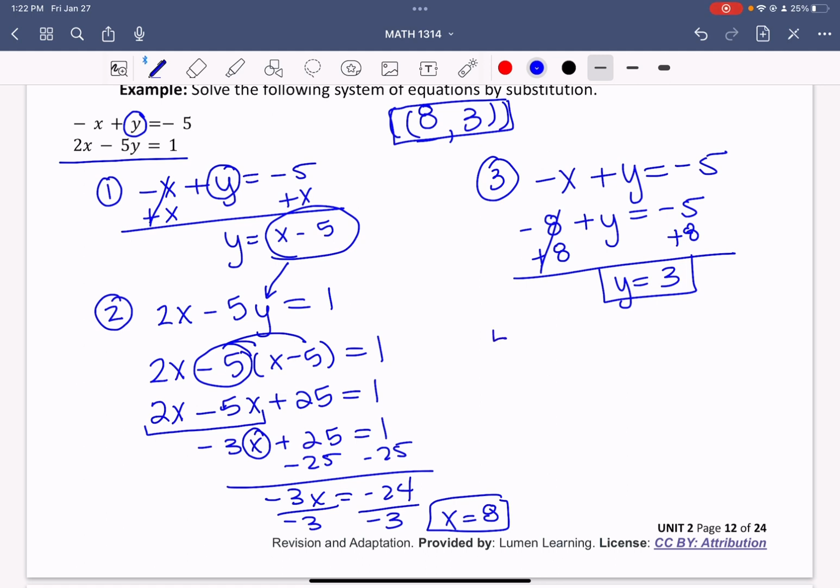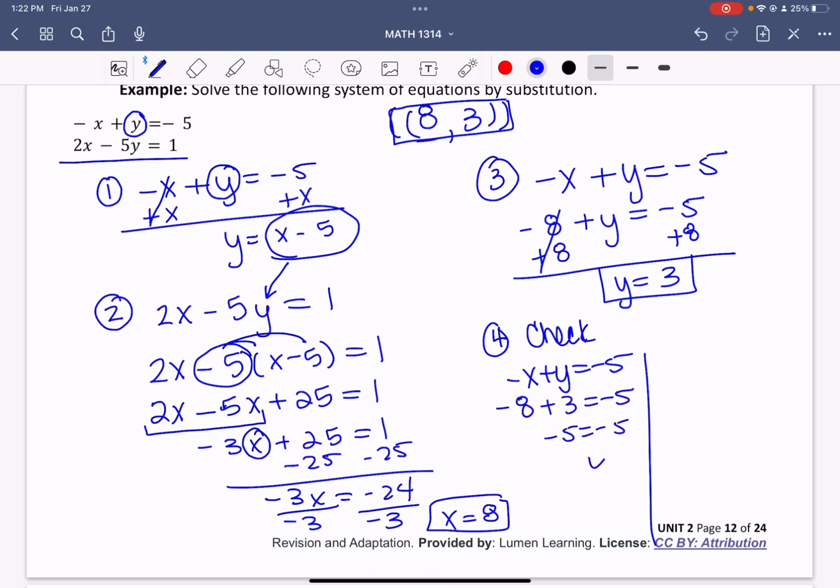So I have my answer of an ordered pair, 8, 3, but step 4, I'm going to check my answer. So I'm going to check it in both equations. Say in negative x plus y equal to negative 5, does it work? Negative 8 plus 3 equals negative 5. That's negative 5 equal to negative 5. Check. That worked out. Now, if I didn't get 2 true statements, I probably messed up my solution. I need to go back and check for clerical errors.